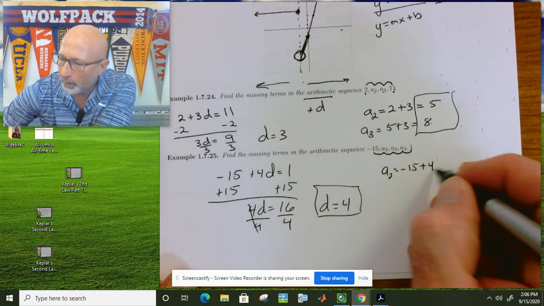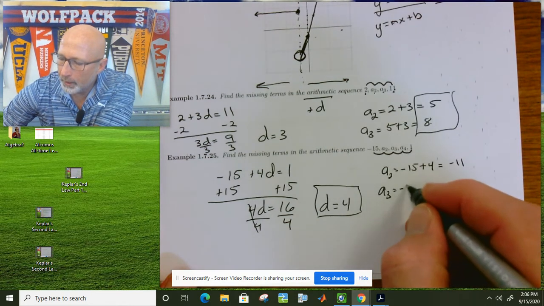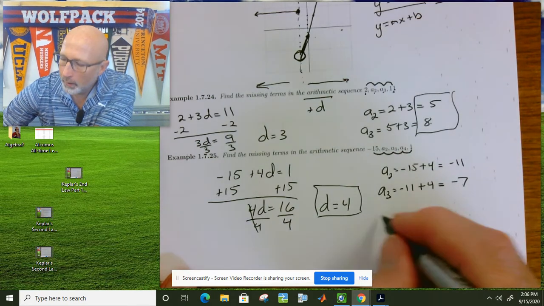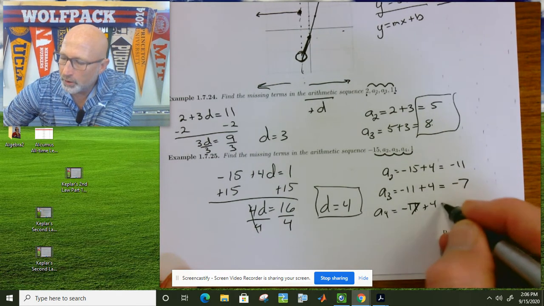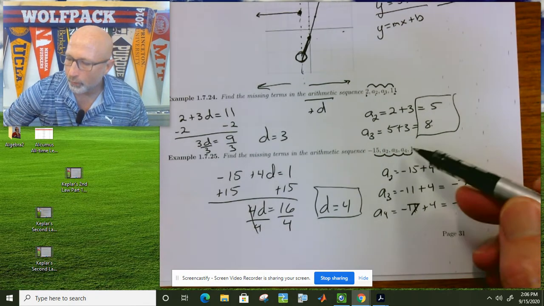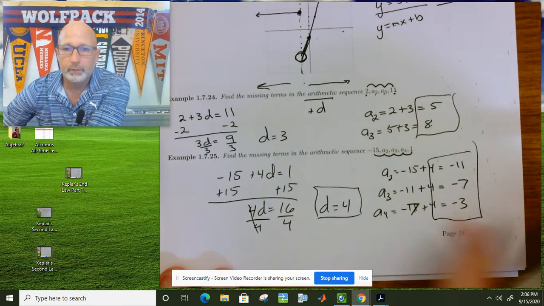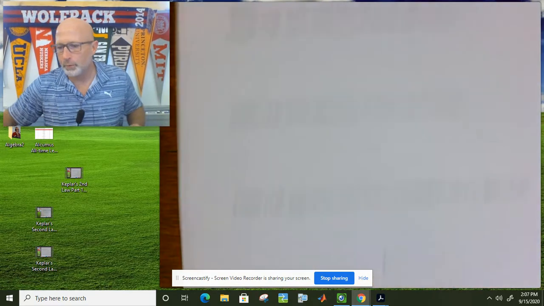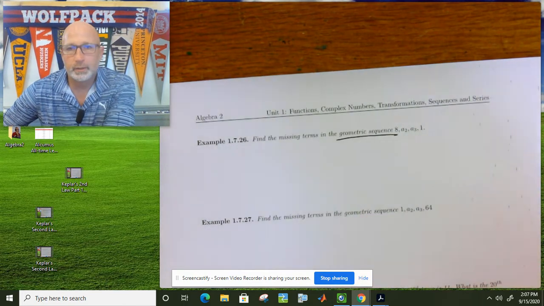So the next one, A2, is -15 plus 4, which gives you -11. A3 is -11 plus 4, which gives you -7. And A4 is -7 plus 4, which gives you -3. And once again, if you add 4 to this, you should get back to 1, and -3 plus 4 does give you 1. So these are my answers. I know this is a long review. I just want to make sure it's very thorough, and you guys can take your time going through this.